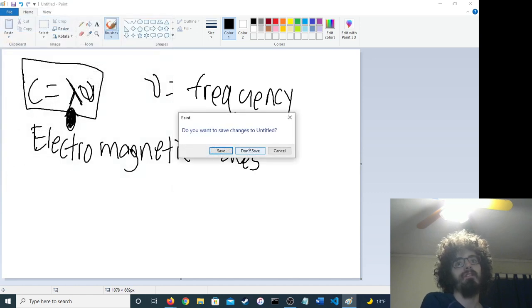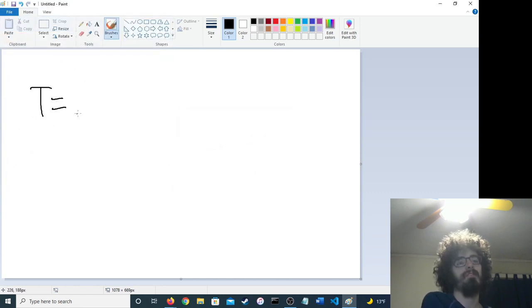So now we have something called the period. It's 1 divided by the frequency. It's like the amount of time per wavelength, since frequency is wavelengths per amount of time, so you invert that.